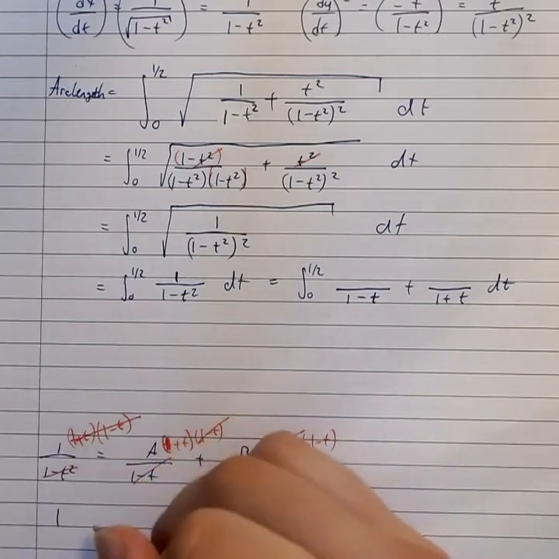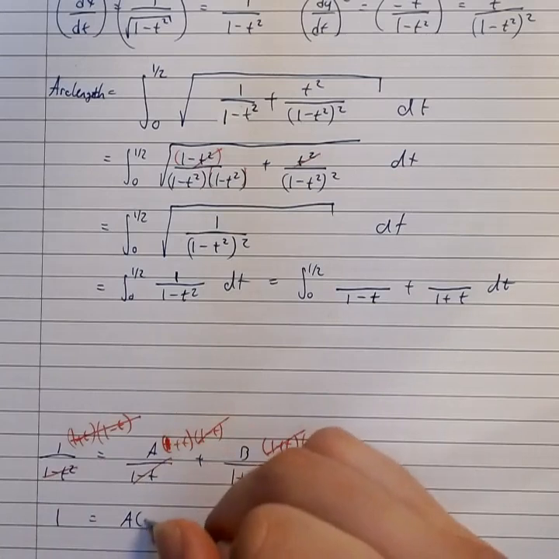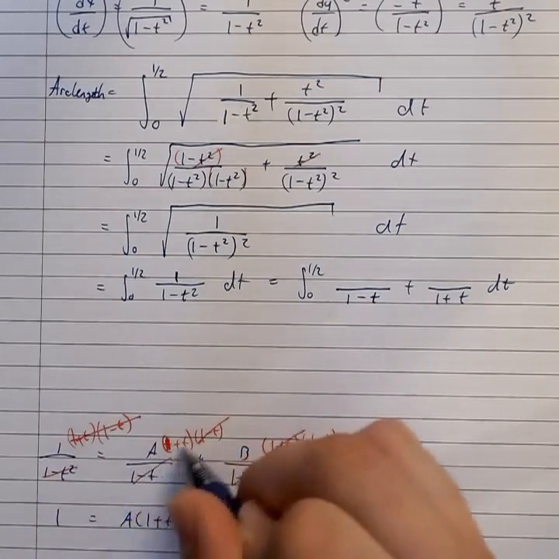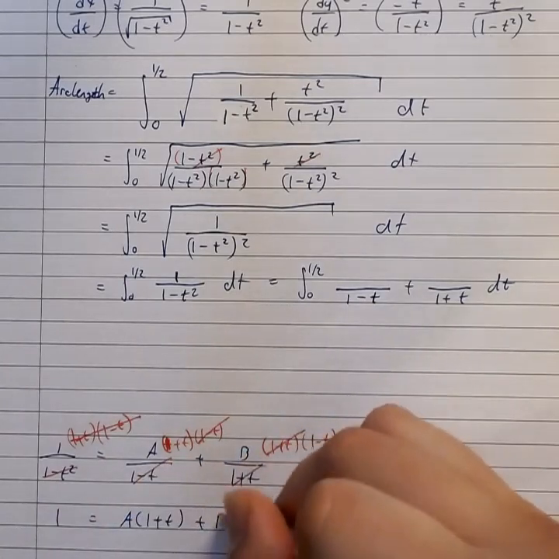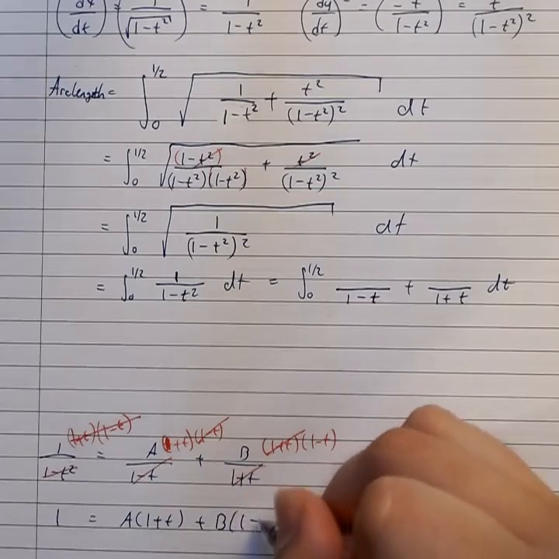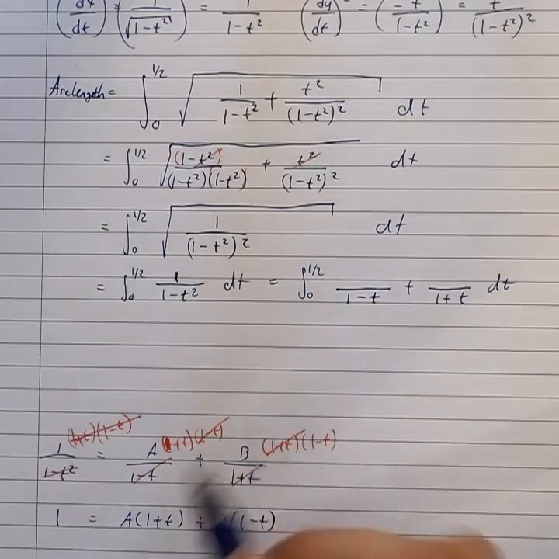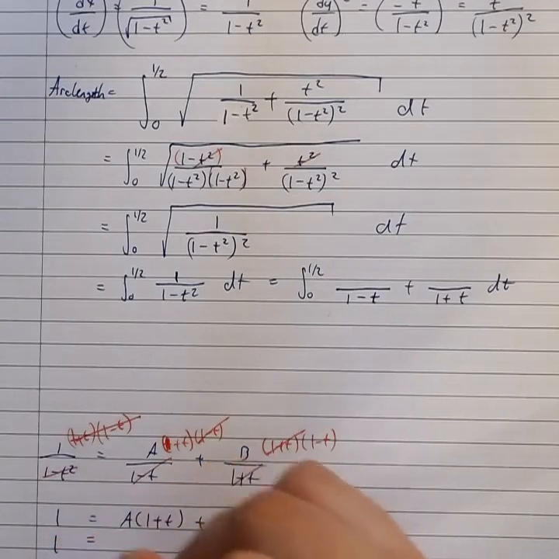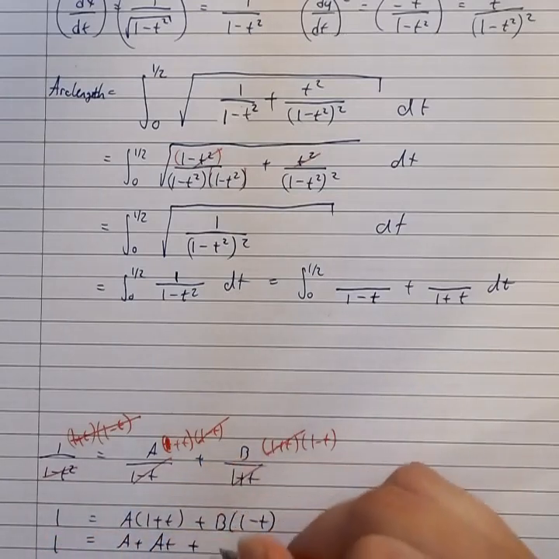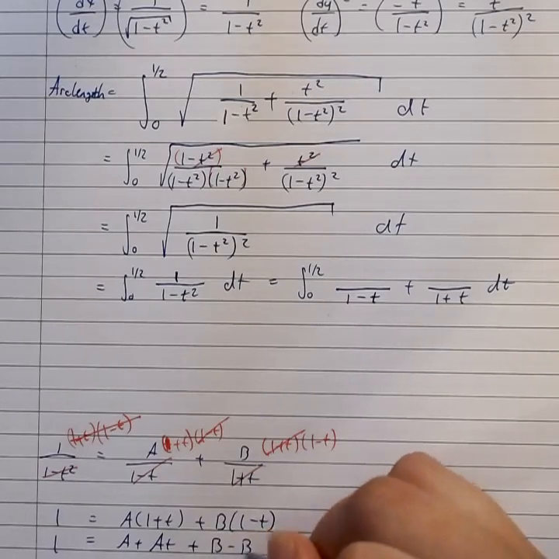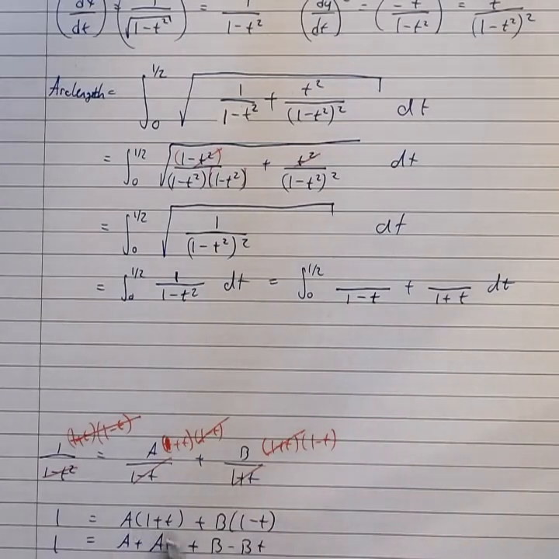So now this is 1 equals A times 1 plus t, that's all that's left there, plus B times 1 minus t, that's all that's left there, which is the same as saying 1 is equal to A plus At plus B minus Bt. Just distribute the A and distribute the B.